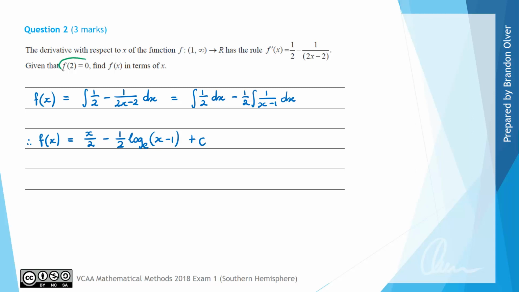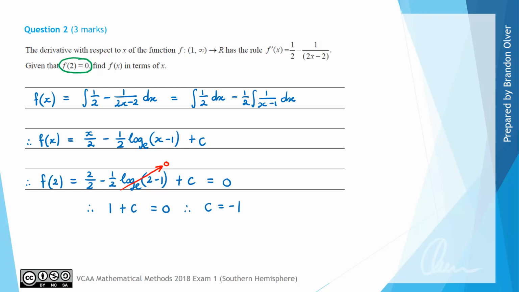So next we need to use the information that the function when x is 2 is equal to 0. So therefore we have the function when x is 2 is going to be 2 divided by 2 minus a half log e of 2 subtract 1 plus c, and we know that that is equal to 0. And now log e of 2 subtract 1 is log e of 1, and that is simply equal to 0. So therefore we have 2 over 2 is 1 plus c is equal to 0. So therefore c must equal negative 1.